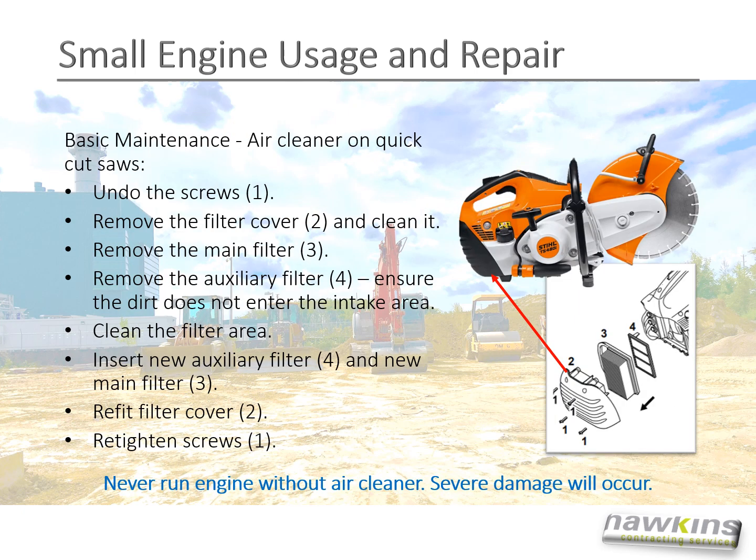How to check the air cleaner on our quick cut saws. Undo the screws, remove the filter cover and clean it. Remove the main filter, remove the auxiliary filter, ensure the dirt does not enter the intake area. Clean the filter area, insert a new auxiliary filter and new main filter, refit the filter cover, and then retighten the screws. Never run the engine without the air cleaner. Severe damage will occur.